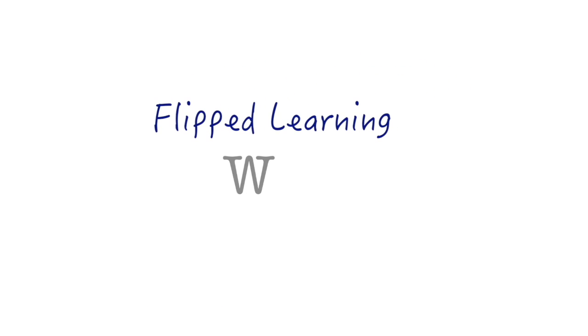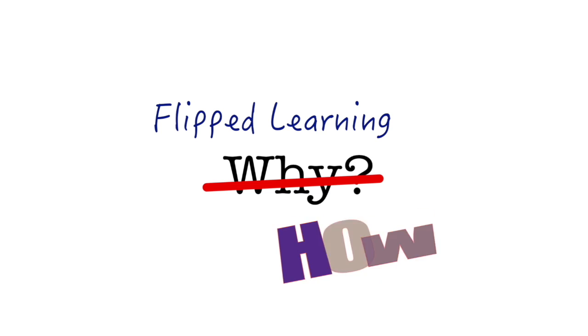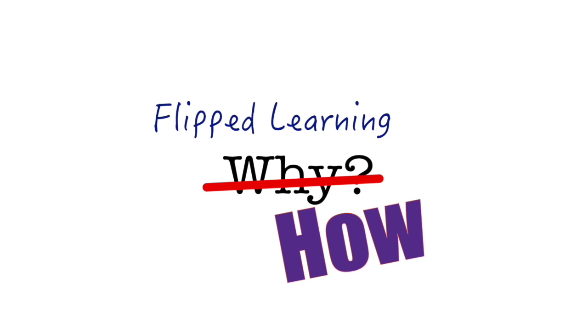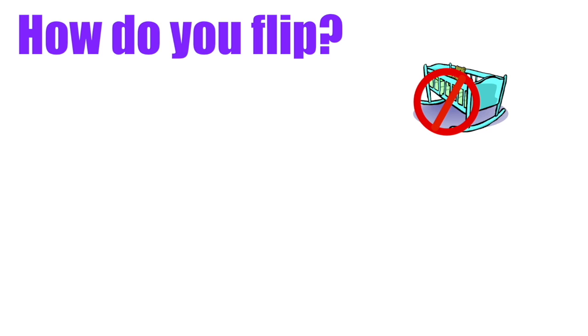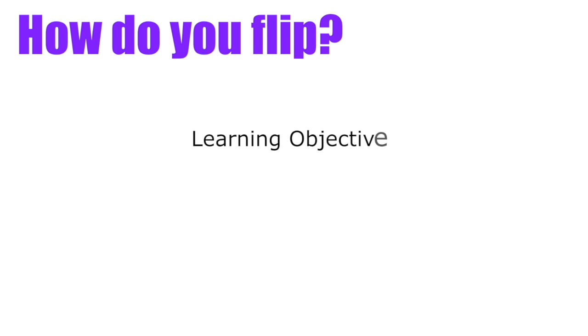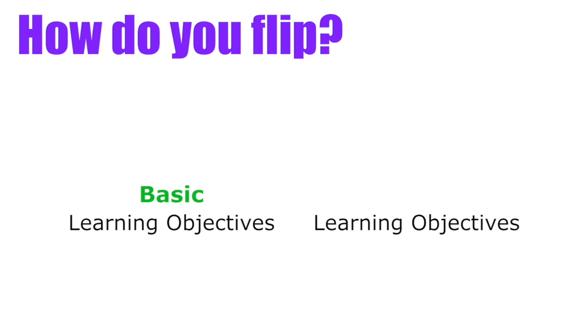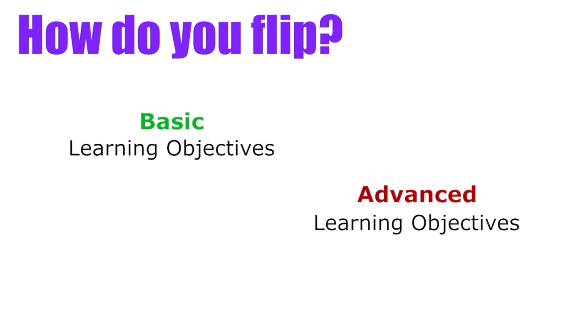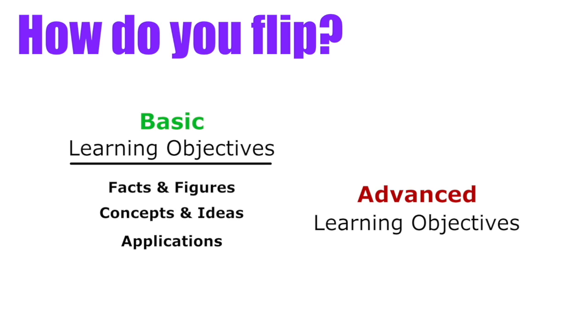So before continuing on to why you should flip, let's take another moment to explain the how. Then we'll get back to that whole pedagogical bit. So think of this as the crib notes for how flipped learning is set up for your lessons. You take your lessons' learning objectives and split them into two groups, basic and advanced. The basic objectives are going to be your factual knowledge, concepts, and general application of those. You know, the stuff you cover in those lectures and textbooks.